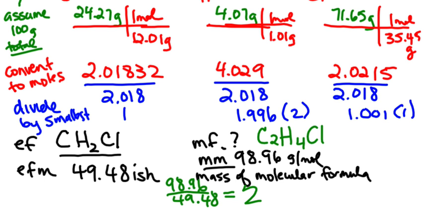C2H4, and that is my molecular formula. Sometimes you divide them, you're going to get a 1. What does that mean? Empirical formula is the same as the molecular formula. Got it? All right. Let's do another one.